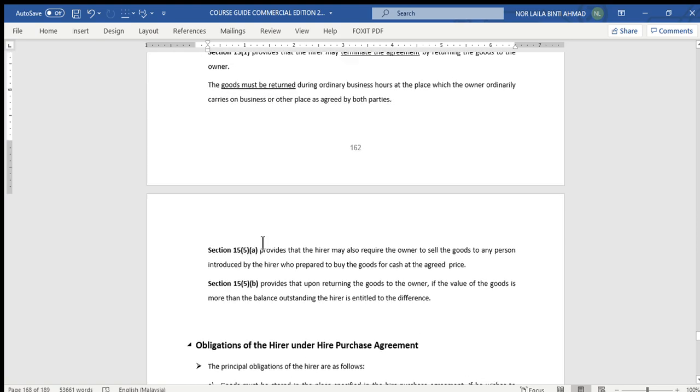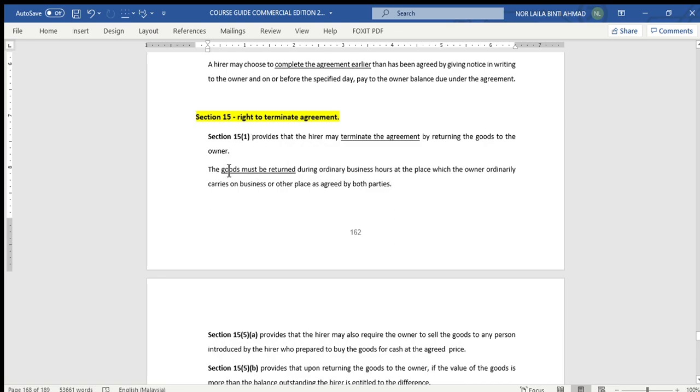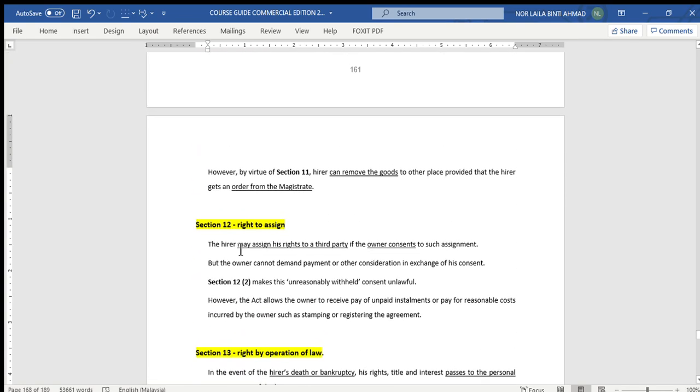Okay, so that's all about the statutory rights of hirer. Take note, class, this topic is very important, especially in your second assignment later. Okay, thank you.